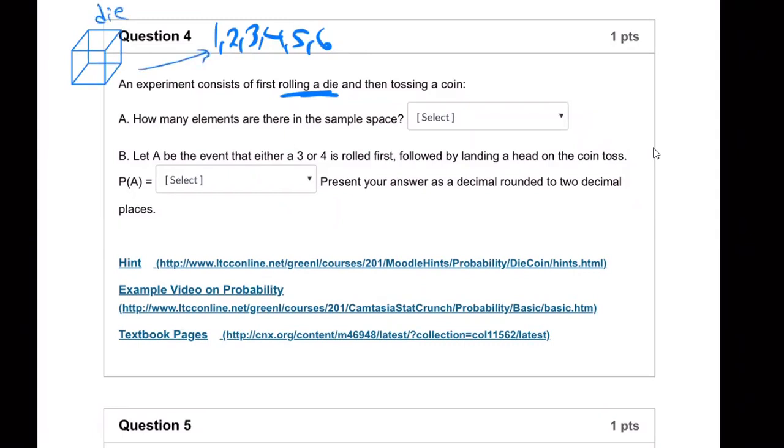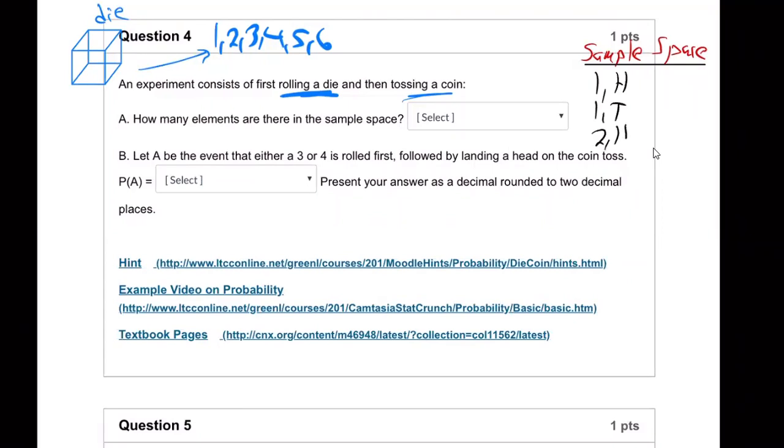Okay, you're rolling a die, and then you're going to toss a coin. So what are all the different things that can happen? That's what we call, by the way, the sample space. It's all the things that can happen. And so, what is the sample space? Well, you can get a 1. You can get a 1 followed by a heads, or a 1 followed by a tail.